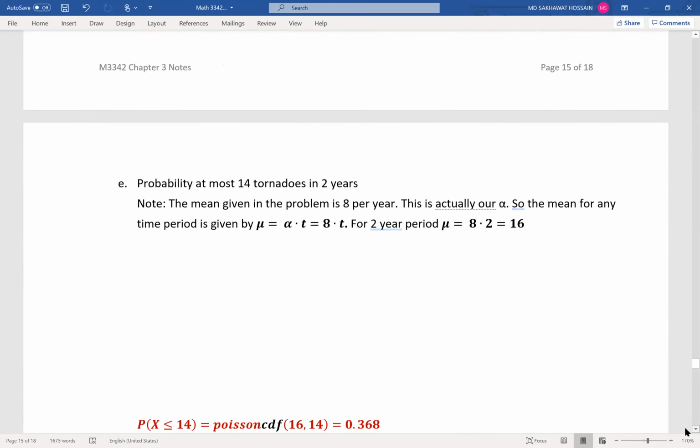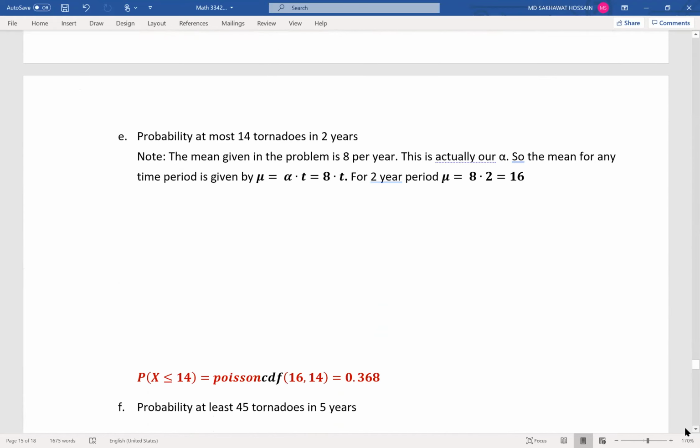Okay, part E is the probability of at most 14 tornadoes in 2 years. This is different from the previous questions. The expected value which was given was for 1 year, the number of tornadoes for 1 year. But the given period is now 2 years, right? So we have to find the expected value for 2 years. In the previous case, the mu was 8, but in this case, the mu is different.